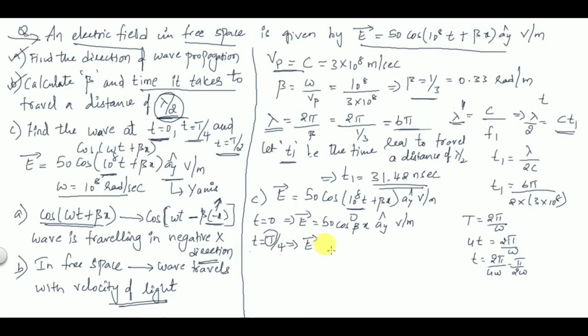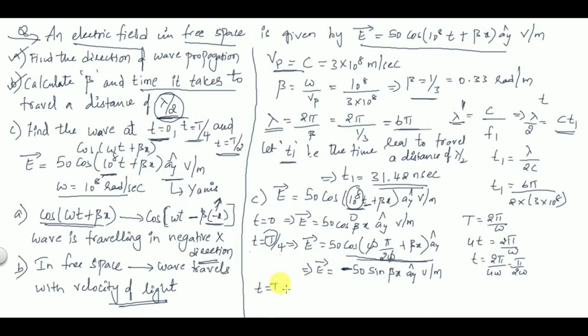So E bar is equal to 50 into cos of (10 to the power of 8 t plus beta x). The 10 to the power of 8 value is omega, so I'm writing it as omega. What is small t? Small t is pi by 2 omega, plus beta x ay cap. So omega gets cancelled off. Cos of 90 plus theta is minus sin theta. So E bar now becomes minus 50 into cos of 90 plus beta x, which can be written as minus sin beta x. So E bar is equal to minus 50 sin beta x ay cap volt per meter.